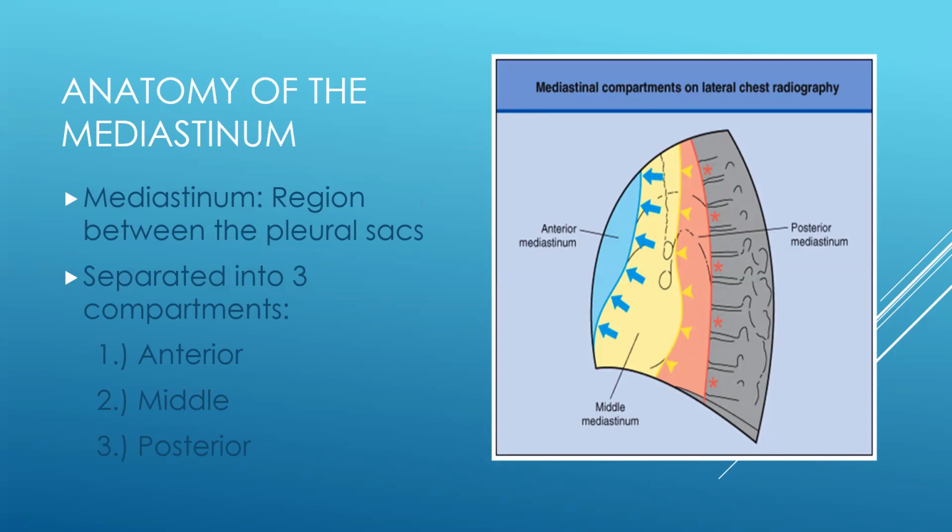So your mediastinum is the region found between the two pleural sacs. It's further separated into three compartments. You have your anterior mediastinum, seen in blue, your middle mediastinum, seen in yellow, and your posterior mediastinum, which is seen in orange.